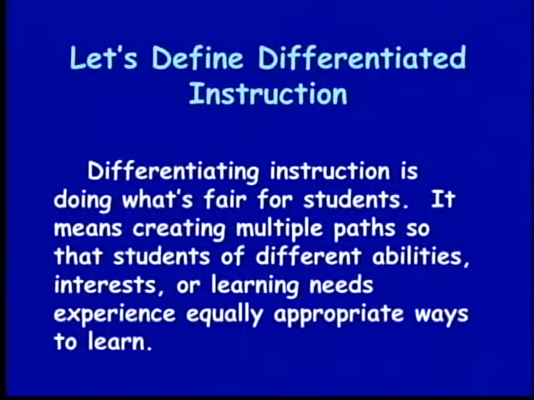So what is differentiated instruction? Again, just to reiterate what Tomlinson says, differentiated instruction is basically doing what's fair for students. Focus on that word, what's fair for students. It means creating multiple paths so that students with different abilities, interests, and learning needs experience equally appropriate ways to learn. Powerful stuff. Yes. What's fair is not equal. Write that down. What's fair is not equal.